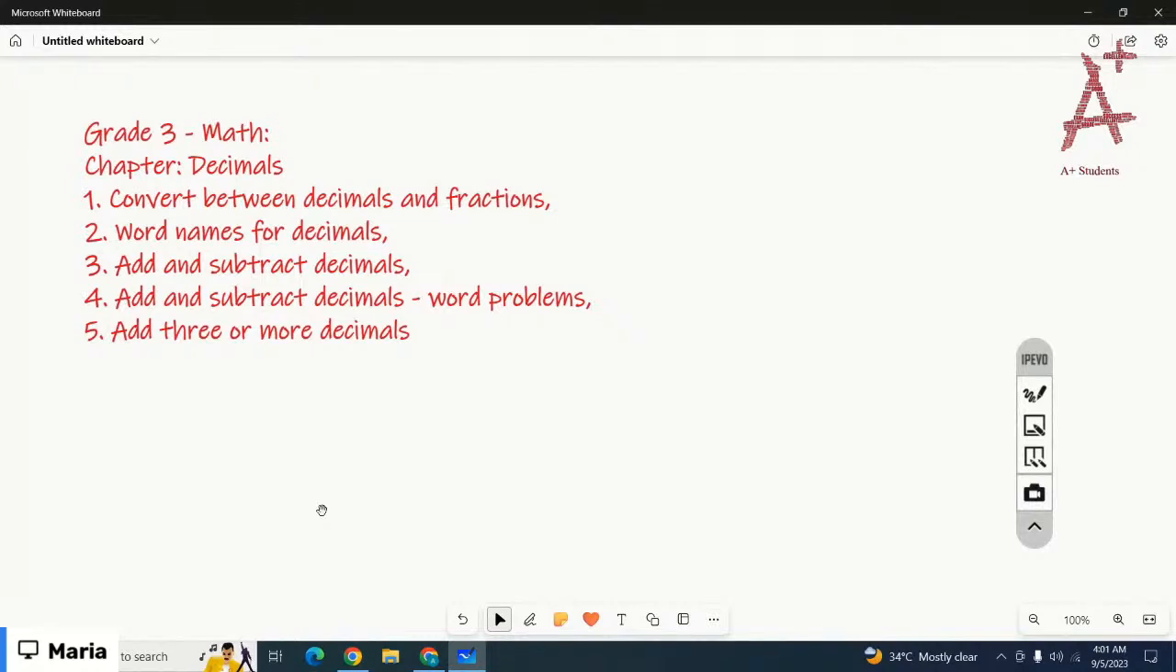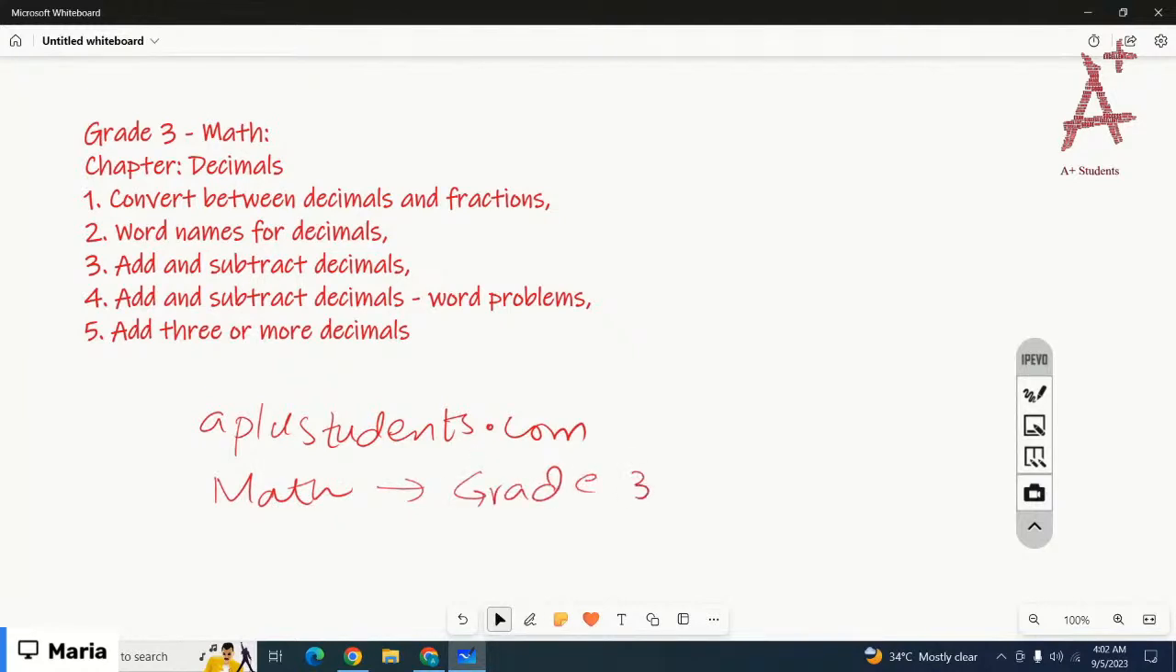We are here for grade 3 math. You can find all the lessons on aplusstudents.com. You have to log in there using your email address and the password provided by the administrator. Then you have to select math from the subject tab, scroll down to grade 3, and then click on view all lessons. There you can find a list of the chapters.